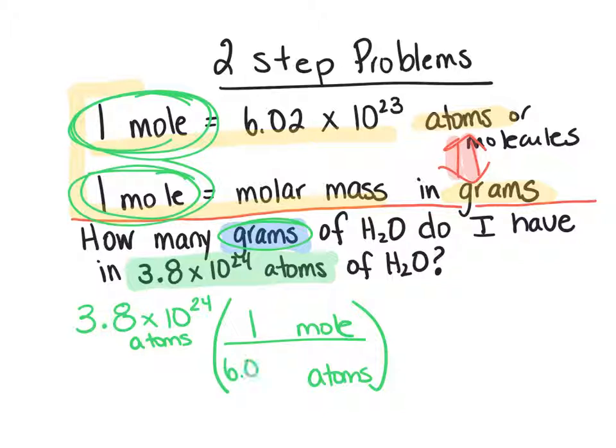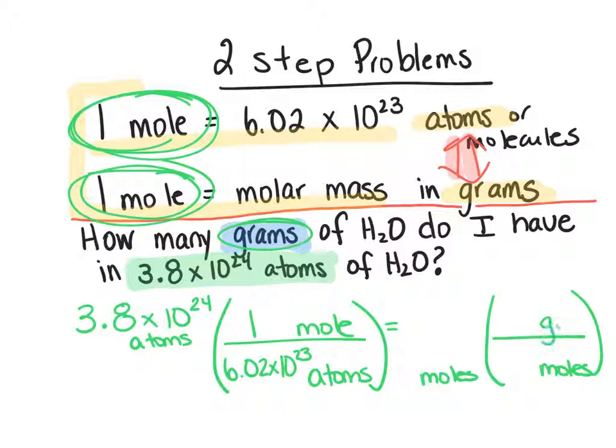1 mole is equal to 6.02 times 10 to the 23rd atoms. I'm going to solve for this first. My answer is going to be in moles. My next step then is going to not be in moles anymore. I don't want moles anymore. I actually want to get to grams. So I'm going to use that relationship of 1 mole is equal to the molar mass of water. Well, 1 mole of water has a mass of 18.02 grams. We figured that out earlier. So my molar mass goes on the top.